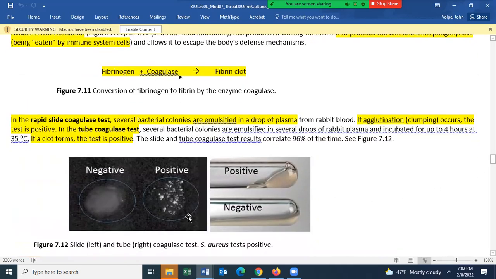What you do is you can have a slide test or a test tube test, and I'll show you the test tube test. And you'll get clumping in the slide test, and you'll get clotting in the test tube test, okay? Whenever there is coagulase. If there's no coagulase, there's no clumping and there's no clotting.